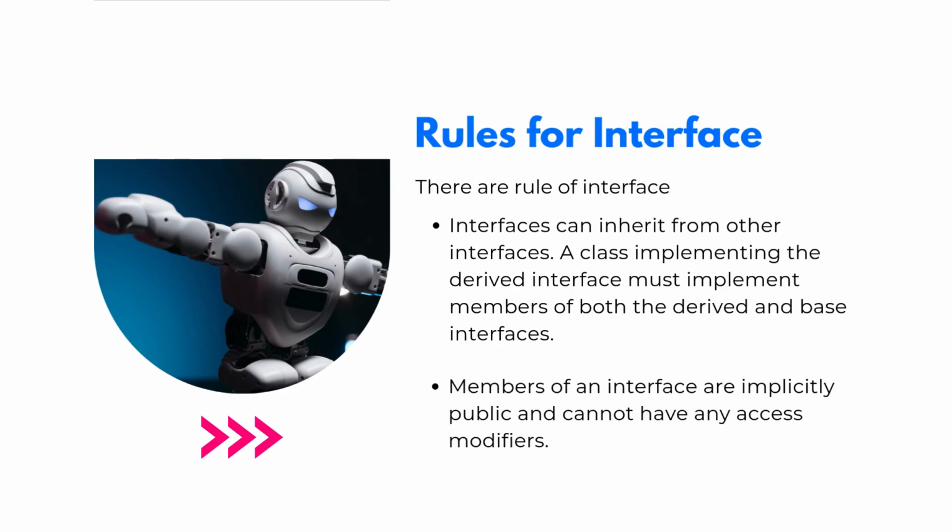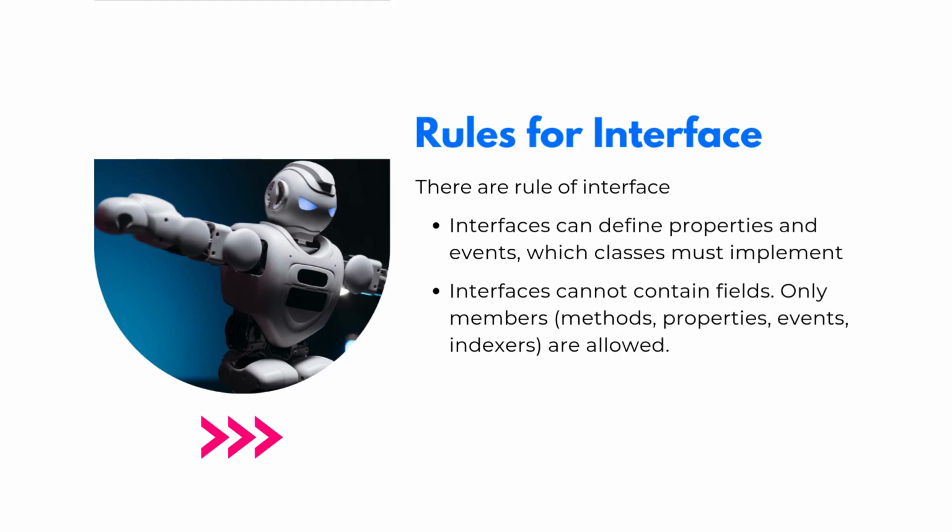Interfaces can inherit from other interfaces. A class implementing the derived interface must implement members of both the derived and base interfaces. Members of an interface are implicitly public and cannot have any access modifiers. Interfaces can define properties and events, which classes must implement.